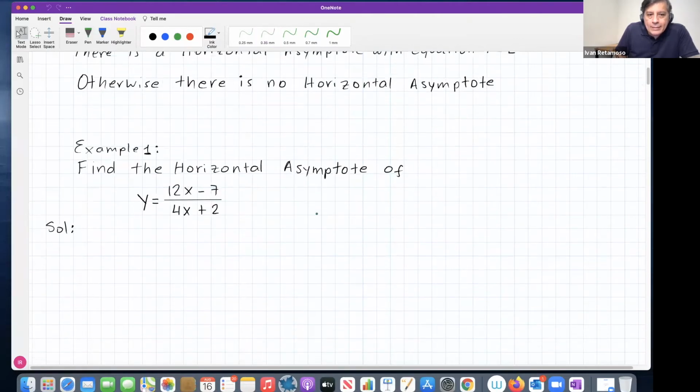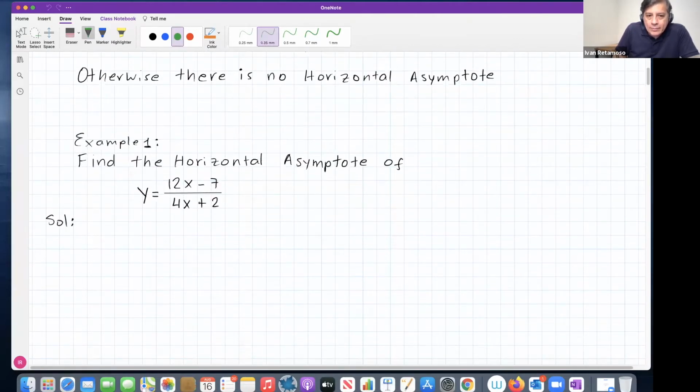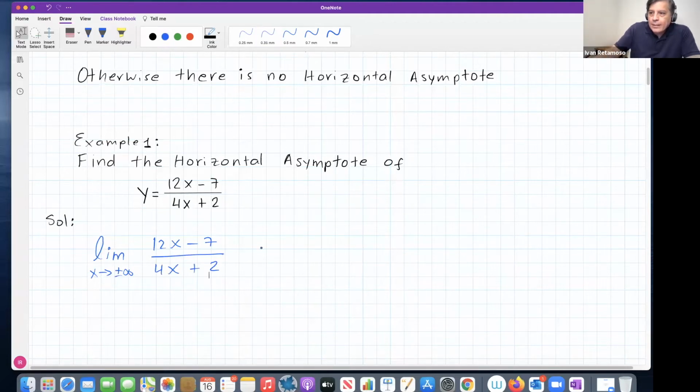For example, suppose they say find the horizontal asymptote of this rational function. Then we follow this two-step method. First step says take the limit as x approaches plus or minus infinity of this rational function. So let's do that. Limit as x approaches plus or minus infinity of 12x minus 7 over 4x plus 2.